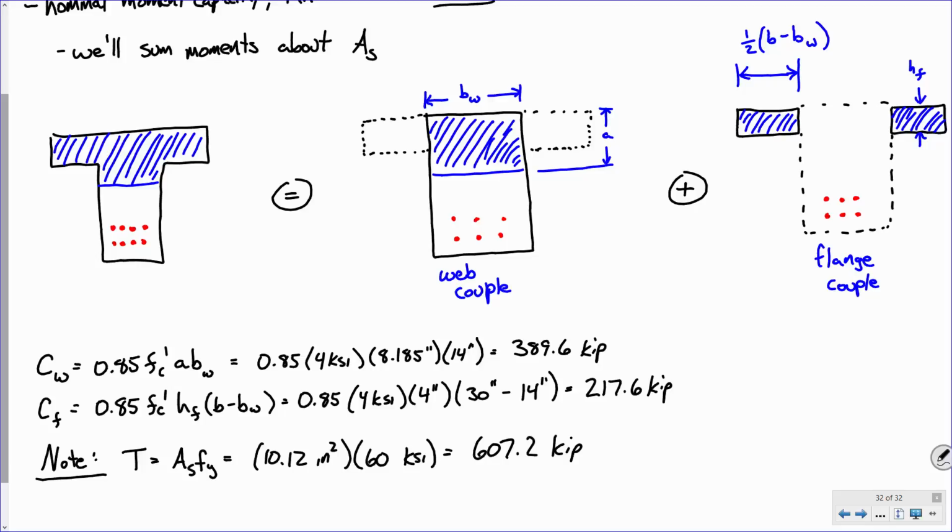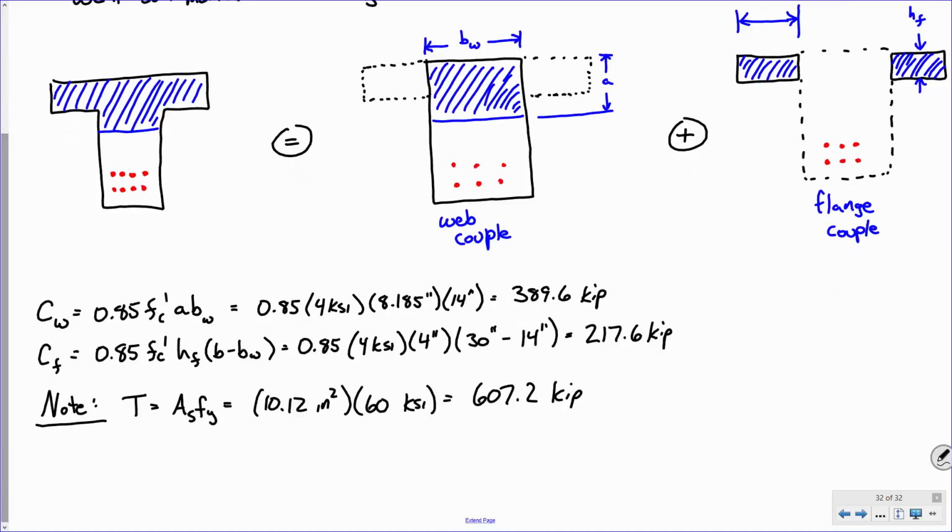What happens if you take these two compressive forces and add them? What do you get? Compression equals tension. That's a check that what we're doing is right. So the tensile force As fy is 607.2 kips, and if you actually add C sub w plus C sub f, you get 607.2 kips. So this is a check to see what you're doing is correct.